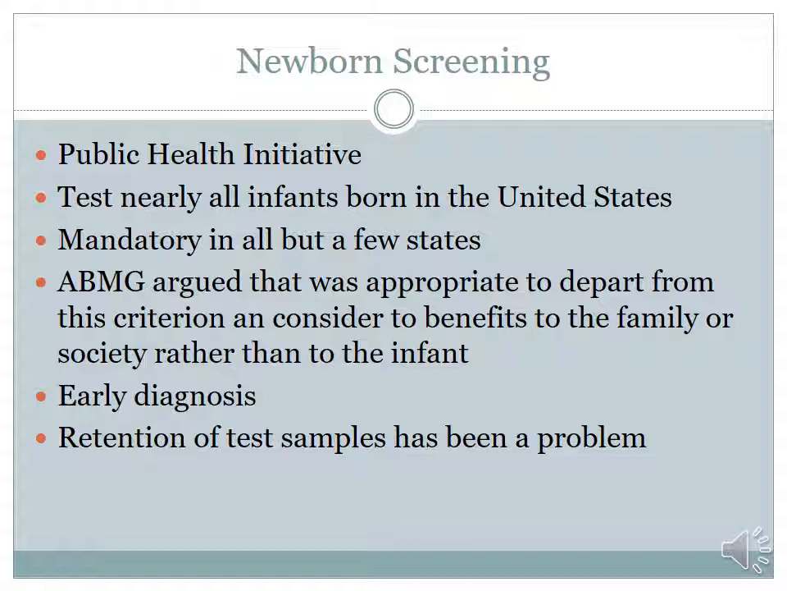Early identification of affected children can also benefit research on the condition by providing potential human research subjects and residual blood samples. However, this has been a problem in many states where they were not storing their test samples. They were just giving them out to researchers. But this is now being addressed.